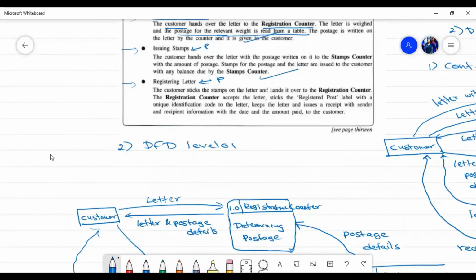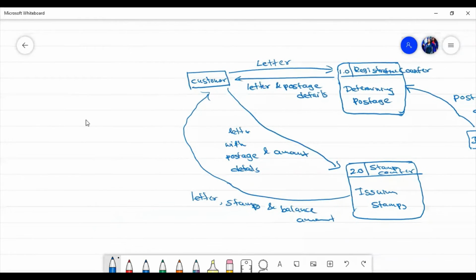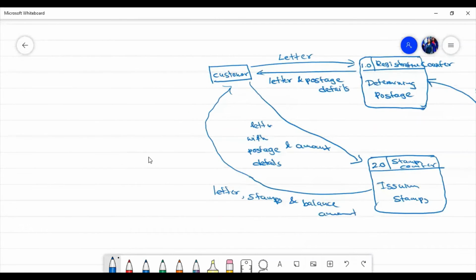Then I have another process, registering letter. If you don't have any room here, you can go for here as well, no issue. So here you can go 3.0 and here registering letter.